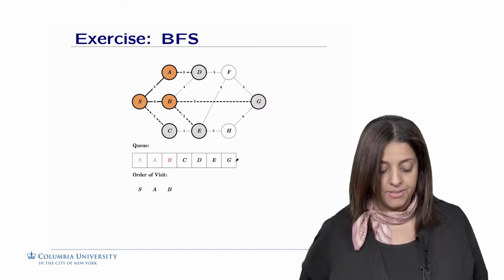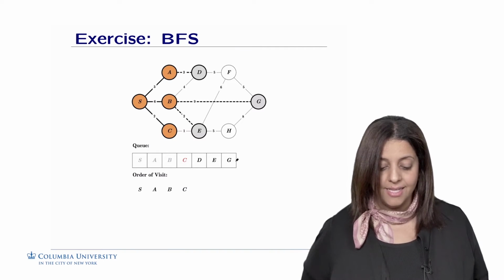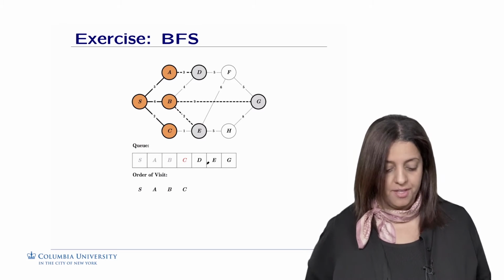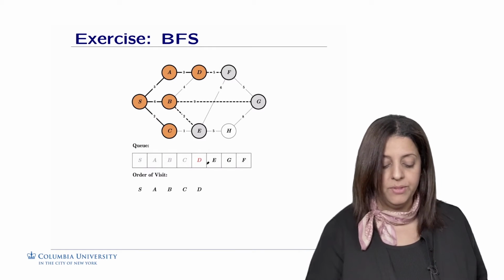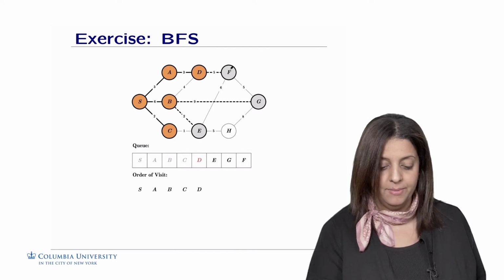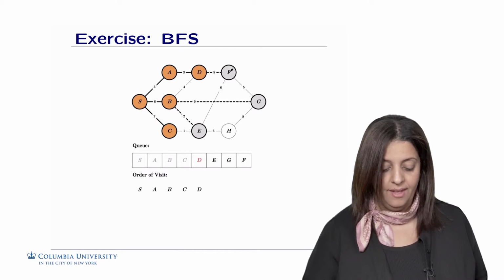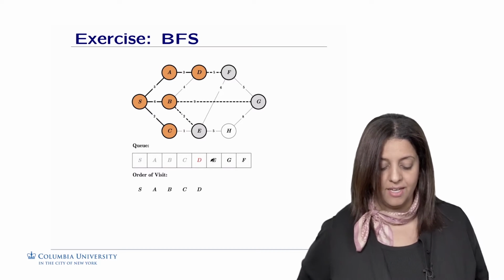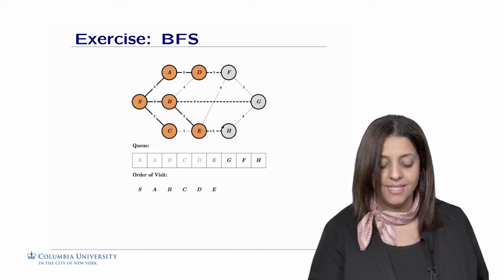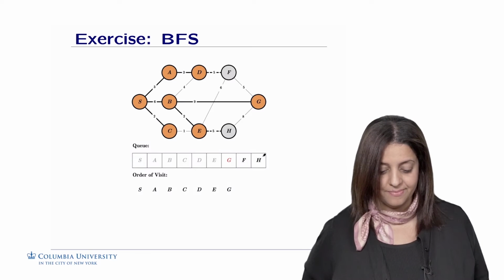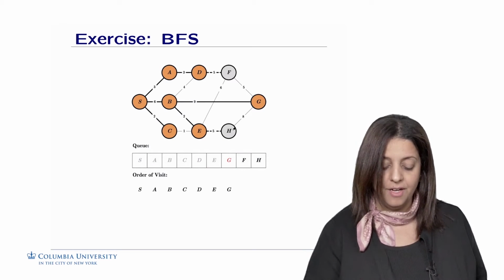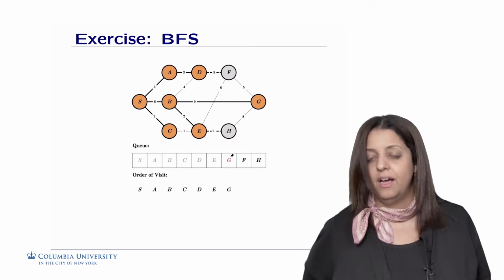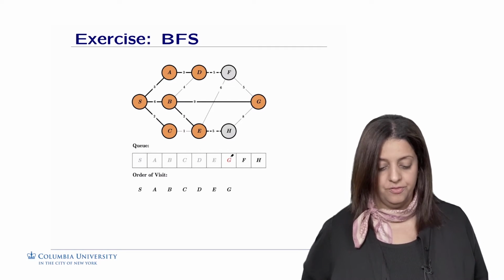The next element to explore is C. C has E as a child, right? But E is already in the fringe, so we do nothing. Then we dequeue D. D has F as a child, so we add F to the list. Then we dequeue the next one, which is E. E has H, so we add H. Then the next element is G. So we dequeue G, and we find out that this is the goal that we want to achieve.